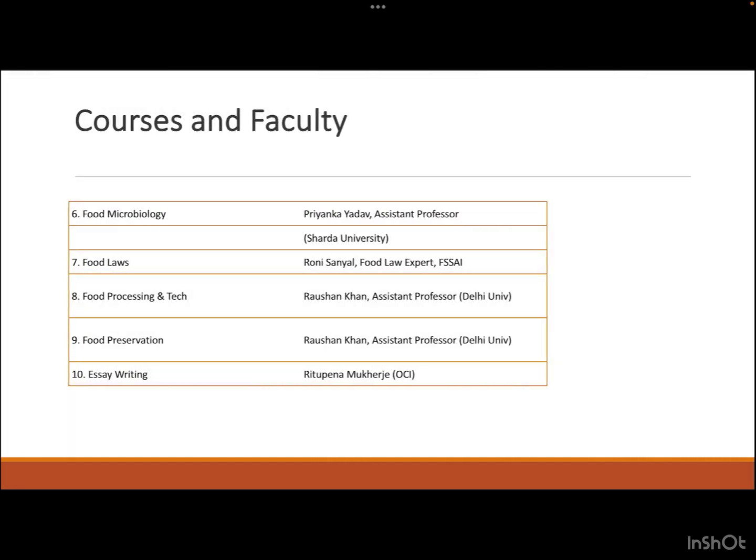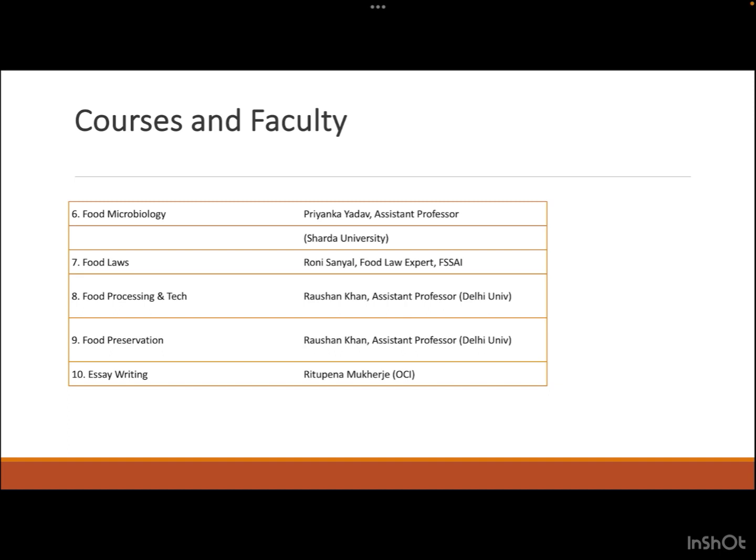Food microbiology will be taken by Ms. Priyanka Yadav, who is an assistant professor at Chadha University. Food laws will be taken by Ms. Roni Sanyal, who is a food law expert at FSSAI.